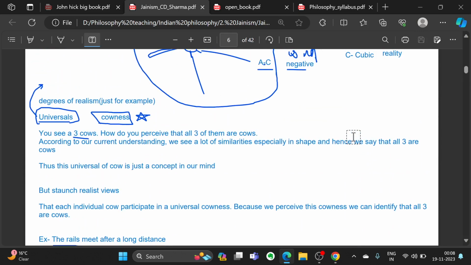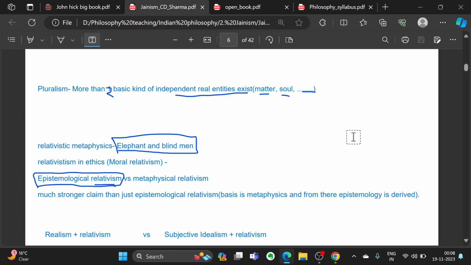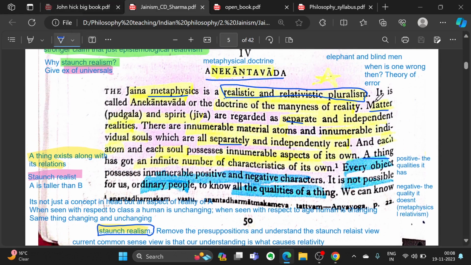I think you must have understood what I mean by many-sidedness of reality by now. So the next line is, we have seen the many-sidedness of reality. We will understand this in more detail in subsequent lines. Let's start. Matter, Pudgal. Matter is called Pudgal in Sanskrit, and spirit, Jeev. So spirit is nothing but soul, are regarded as separate and independent realities. There are innumerable material atoms and innumerable individual souls, which are all separately and independently real. And each atom and each soul possesses innumerable aspects of its own. Okay, so they are just saying that there is matter and spirit; these both exist independently.